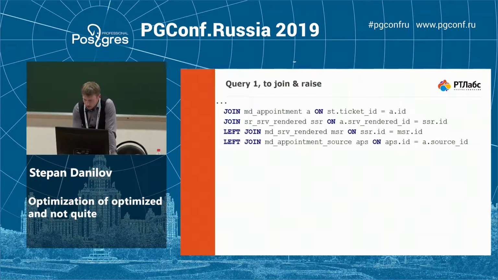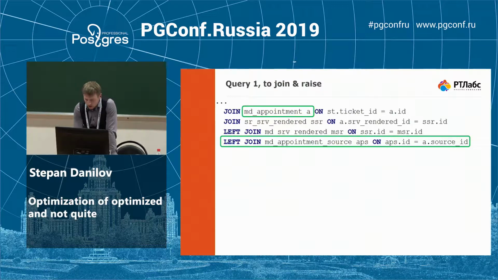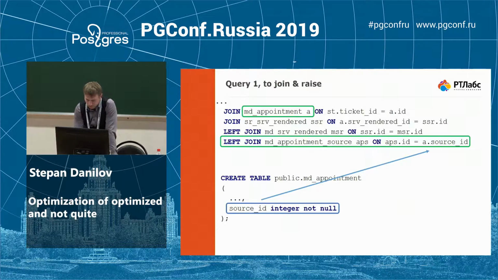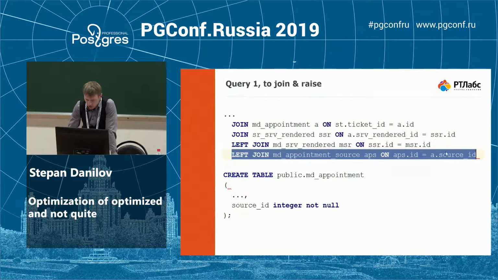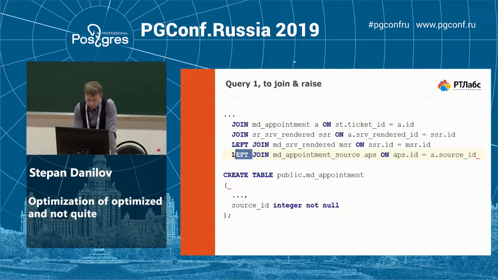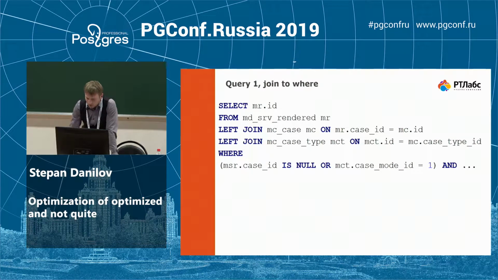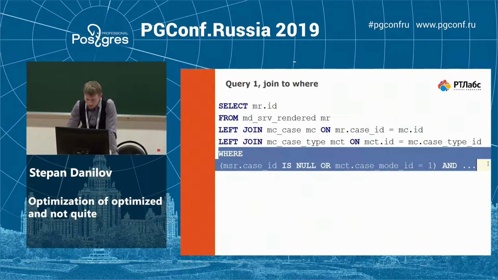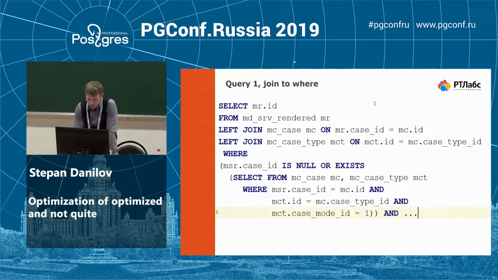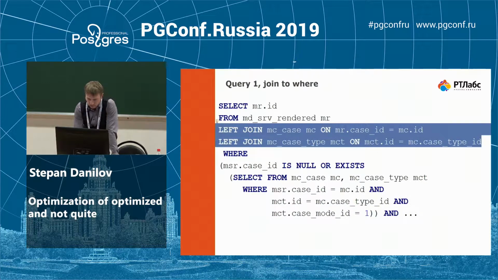Here we can see an additional left join with the MD appointment table. But if you take a closer look at the script of creation of the table, you can see that the source ID field is not null. Then we make it strict and put the join as high as possible. In this fragment, we see a join with tables without any rendering of data to select. We can put them into exists, and here we are closing the redundant left joins.